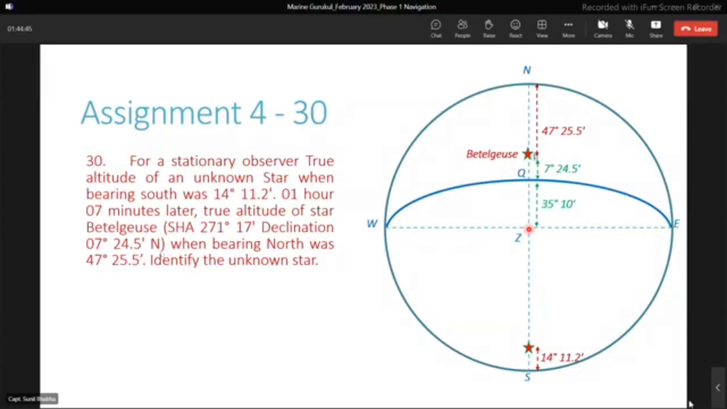Right, sir. Now we have fixed up Betelgeuse in our diagram. Correct? Betelgeuse is on a northerly bearing at an altitude of 47°25.5'. So Betelgeuse is fixed up. Now Betelgeuse is 7 degrees 24.5 north of the equinoctial. That means the equinoctial has to be 7°24.5' south of Betelgeuse.